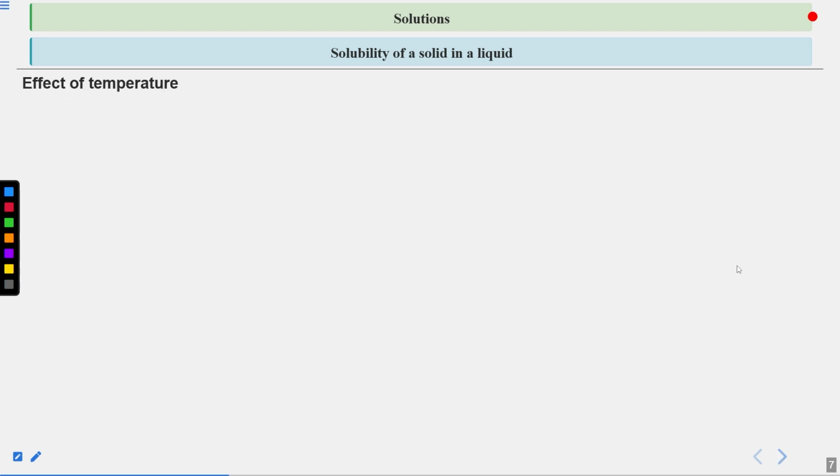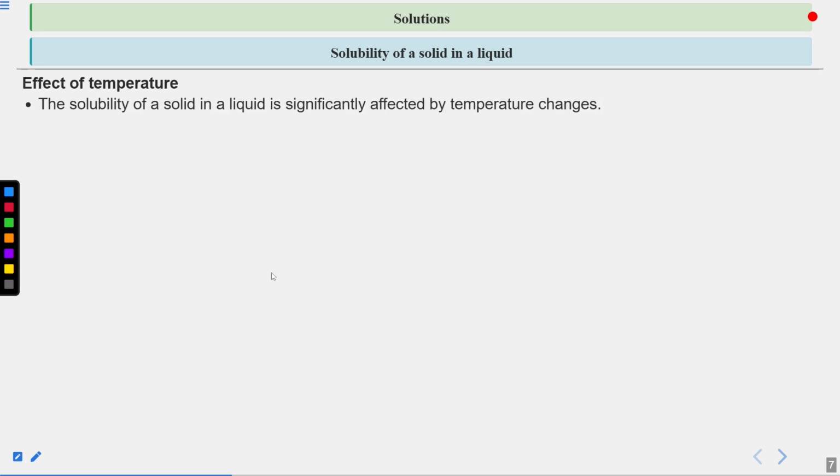Now I have mentioned multiple times that you have to fix the temperature and pressure. We will see why, because the change in solubility is very obvious due to change in temperature. And it is different for different types of solution, different for solid solution, different for liquid solution. Okay, so we will see them. Now, the solubility of a solid in liquid, like the sugar in the water, is significantly affected by the temperature change.